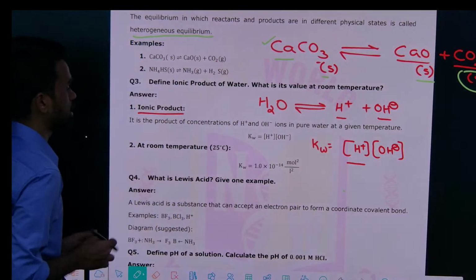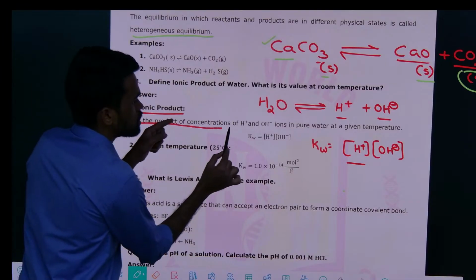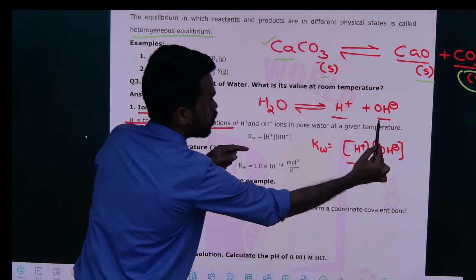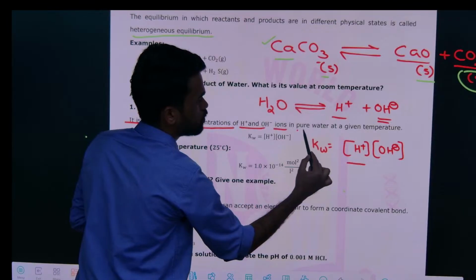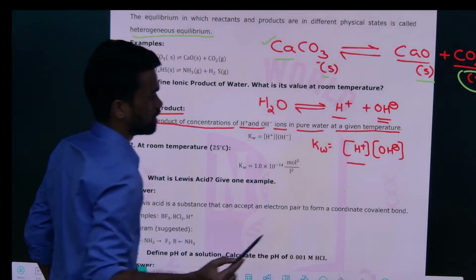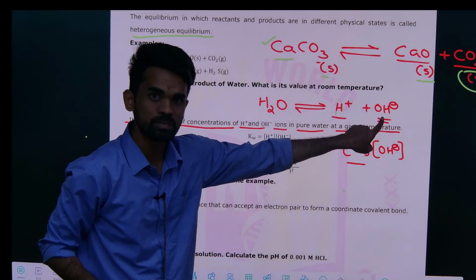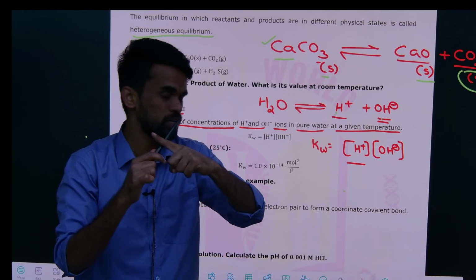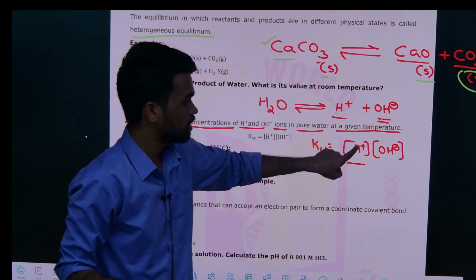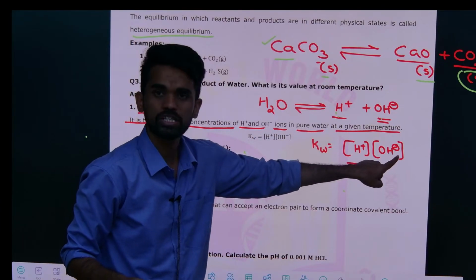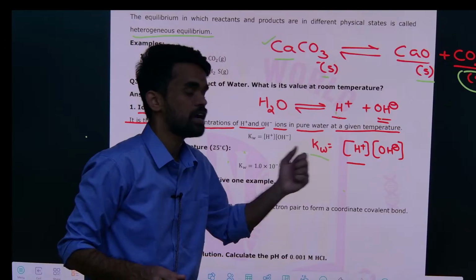See how they are writing it: it is the product of concentrations of H plus and OH minus ions in pure water at a given temperature. That's it. So the concentration of H plus multiplied with the concentration of OH minus. Product means multiplication only. The product of the concentration of H plus ion and the concentration of OH minus ion is considered to be the ionic product of water.